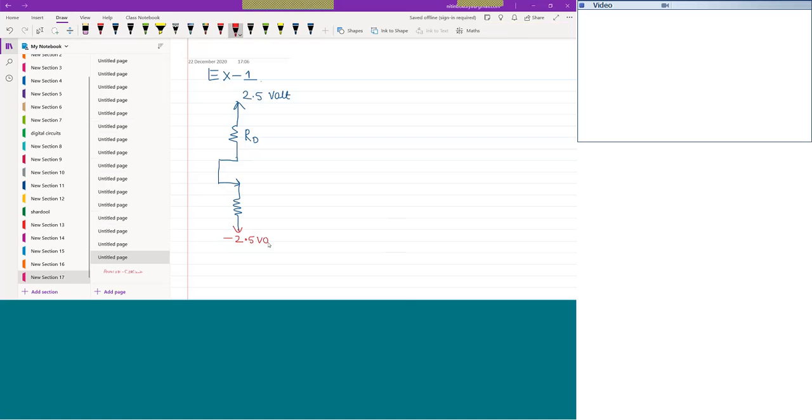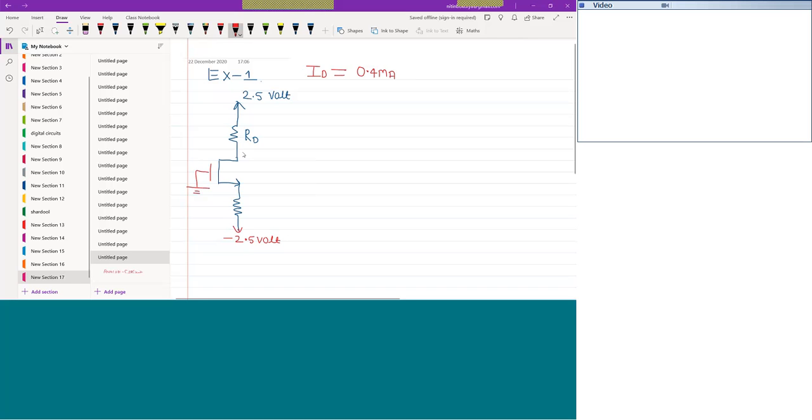Minus 2.5 volt. Then we are having one gate terminal which is connected to 0. What else is given? The parameters are given that ID for this circuit, the drain current for the circuit is equivalent to 0.4 milliampere. इस सर्किट का जो ड्रेन करंट होगा वो 0.4 milliampere.